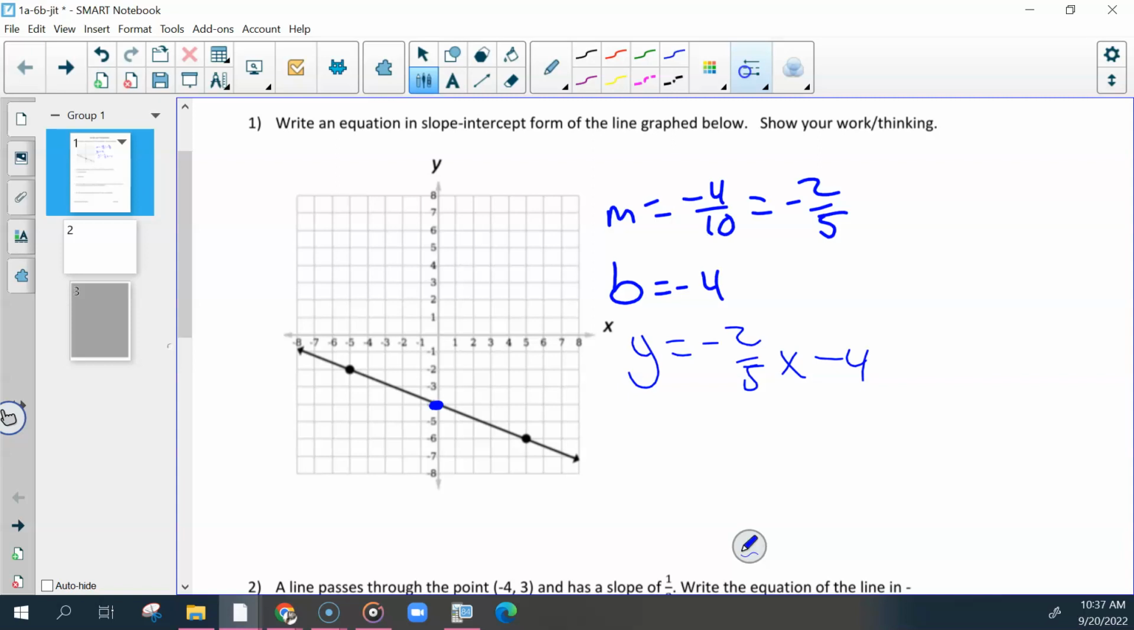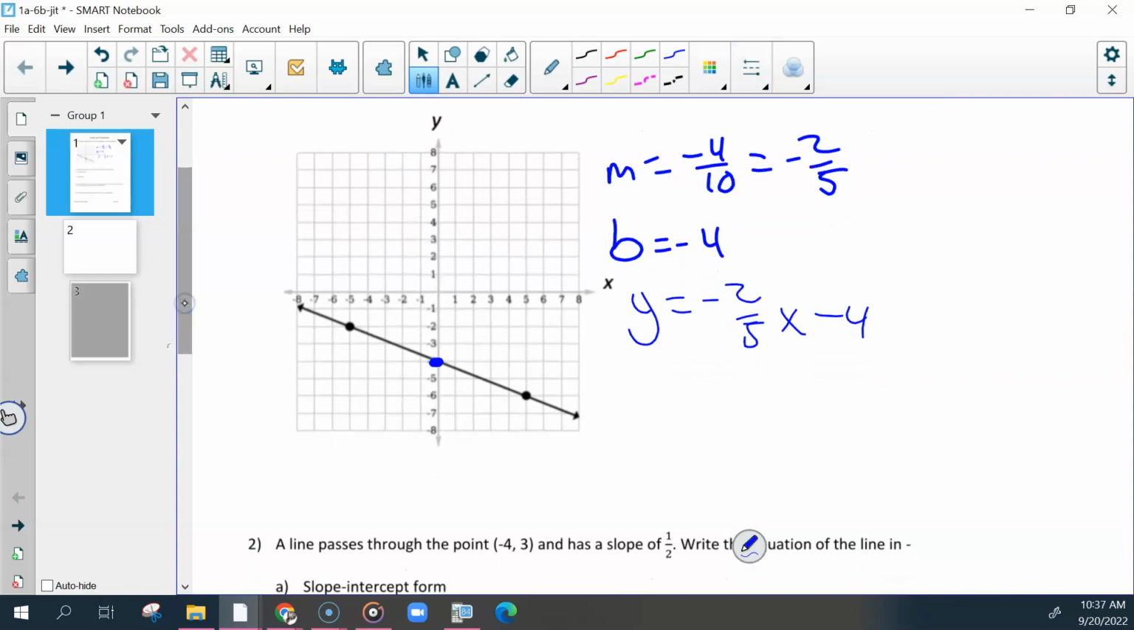Anyone have questions about that one? How do you get 4? Wherever this line crosses the y-axis would be your y-intercept, at -4. So wherever it's crossing that y-axis would be the y-intercept.